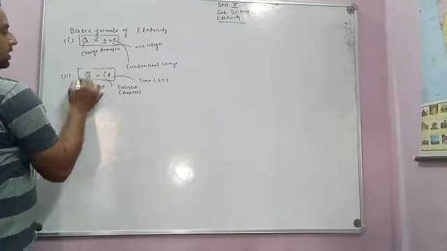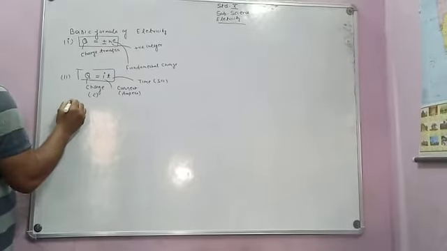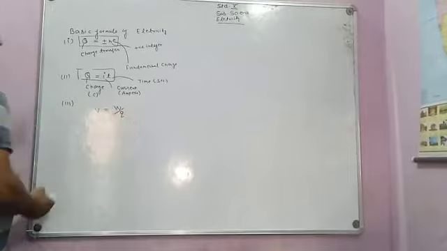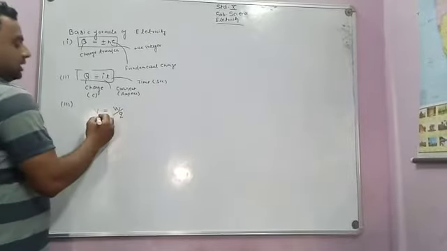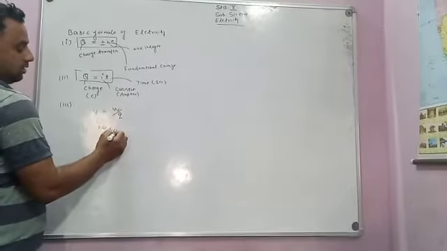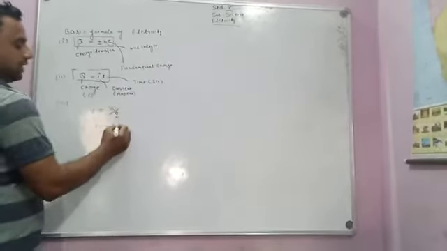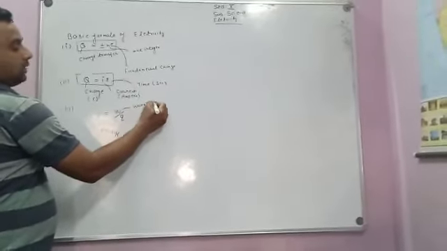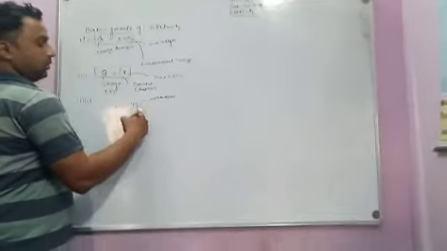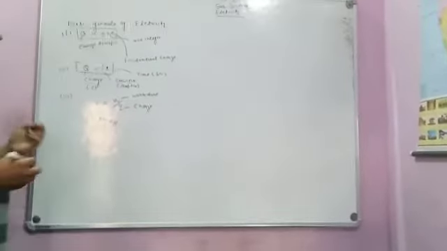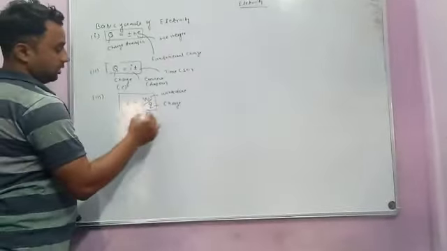So this is another basic formula, and the third is the basic formula for the potential: V is equal to W by Q. Here V is the potential difference, W is the work done by the electric forces, and Q is the charge taken from one point to another point. This is the third basic formula.